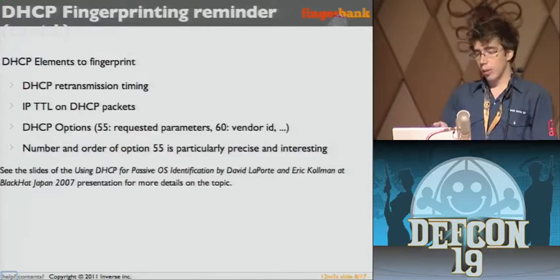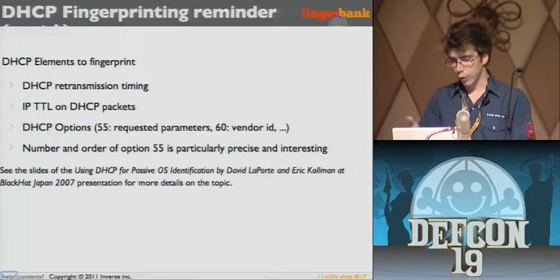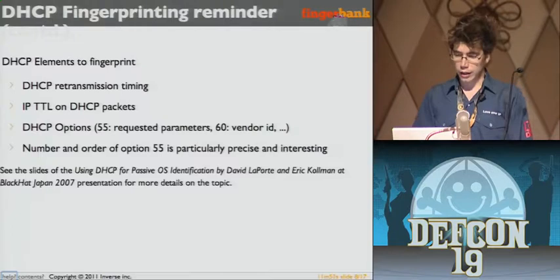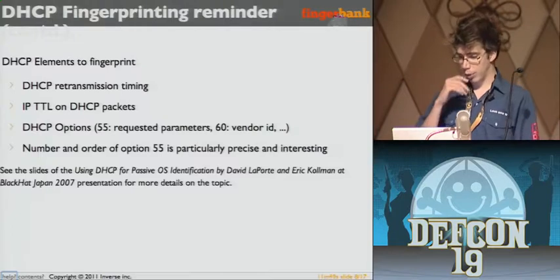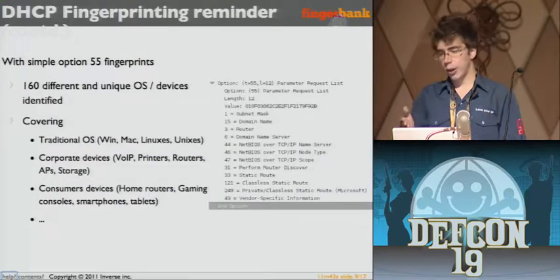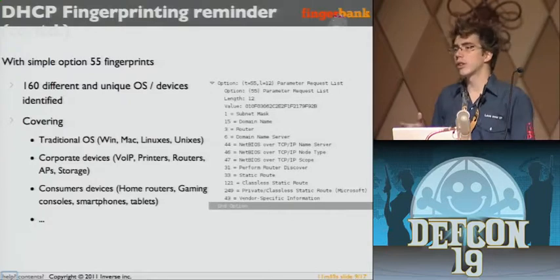If you want more details on DHCP, there was a Black Hat Japan presentation which I built on for the FingerBank project that you can check. It's Eric Coleman and David Laporte who presented, and it's really nice, really detailed into the topic. So here are the option 55 lists. We only focused on these.